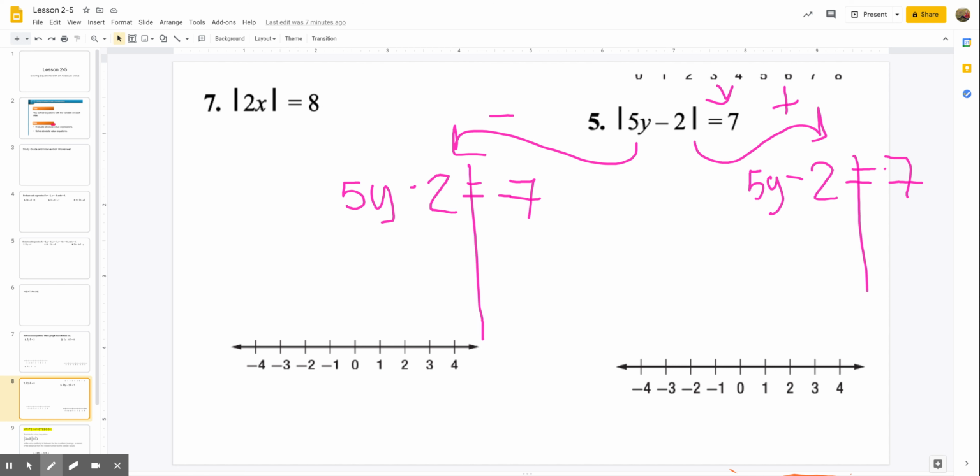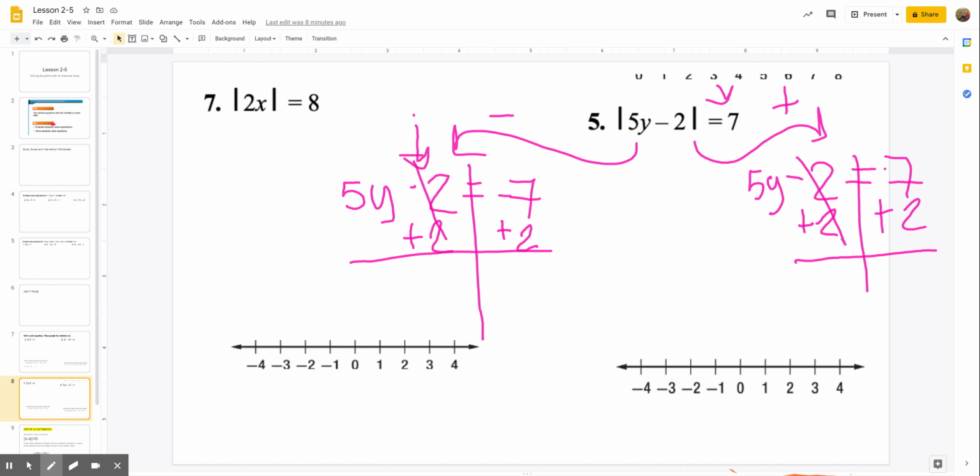We always want to cover our variable first and move whatever is not attached to the variable. In this case, we have -2. So we will add 2 to both sides. And again, this is kind of nice because we have two almost matching equations. So we can do the same thing on all of them to cancel out those 2's. The reason we add the 2's is because the opposite of subtracting 2 is adding 2. 5y drops down. And in this case, 5y equals 9.